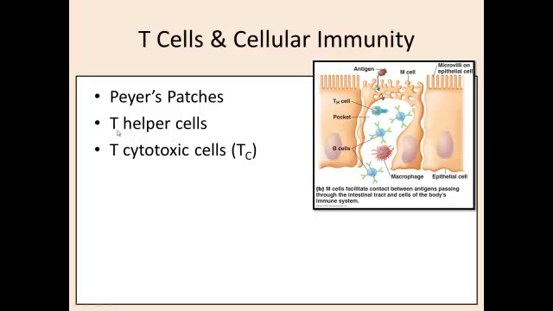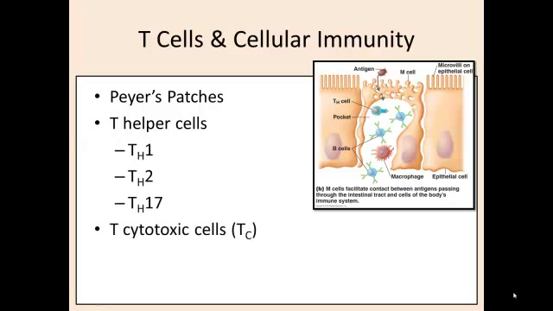Now, T cells come in two types: T helper cells and T cytotoxic cells, or TC cells and TH cells. First, we're going to talk about T helper cells, the different types and their jobs, and then we're going to talk about cytotoxic T cells. Now, the book talks about all sorts of different types of T helper cells. I only want you to know for this class 3 of them.